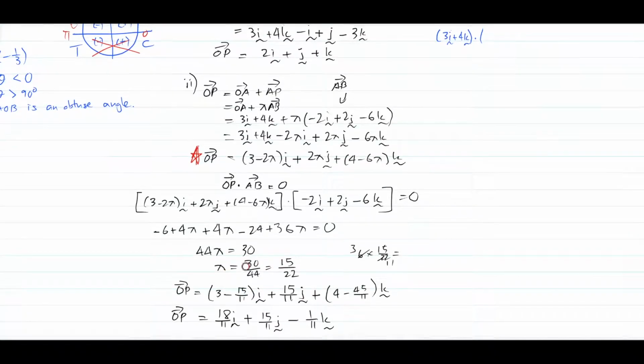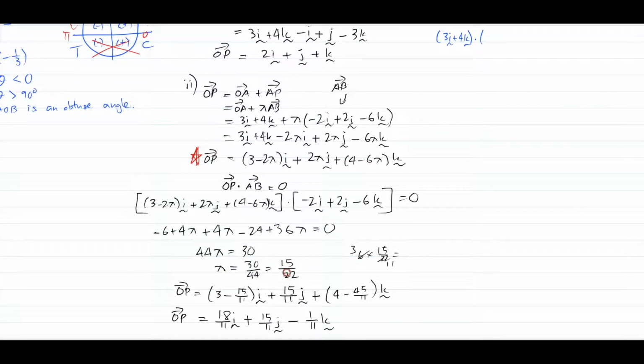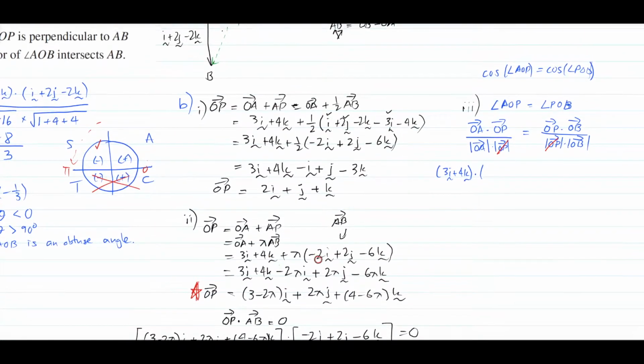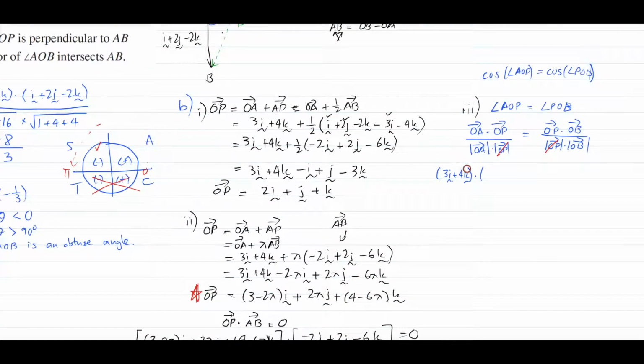That's only when lambda is 15 or 22, then it doesn't bisect, it just cuts 90 degrees. This one is a different type of question, but we can still use what we did in the previous part to help us. So 3 minus 2 lambda times vector i, and then plus 2 lambda times vector j, and then plus 4 minus 6 lambda times vector k, right?